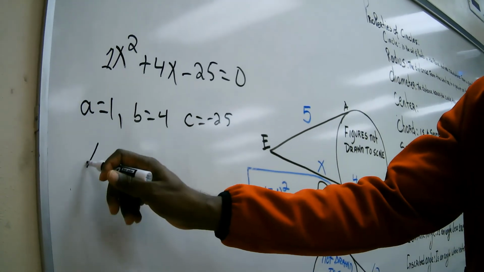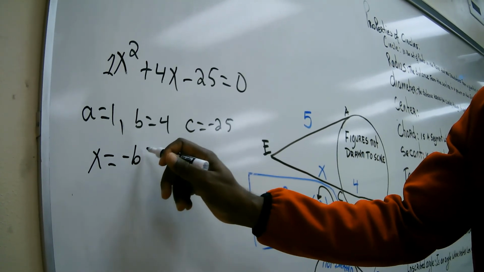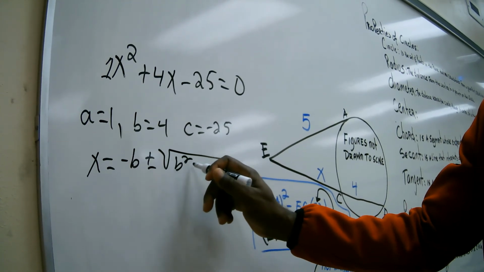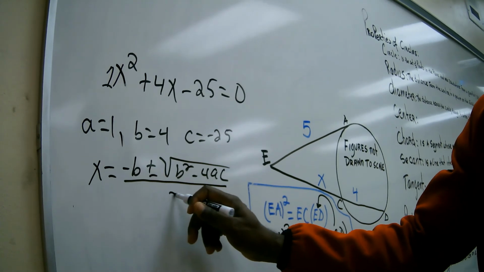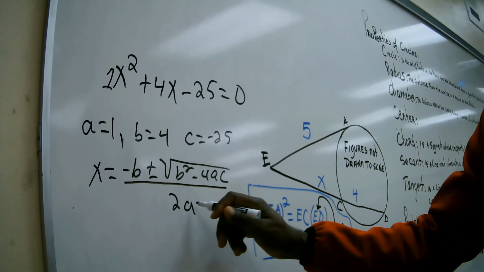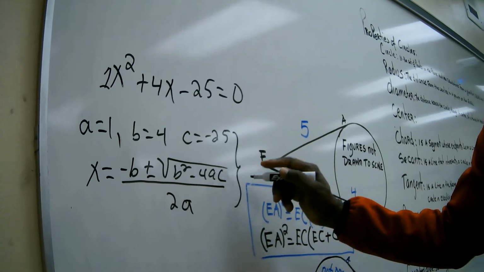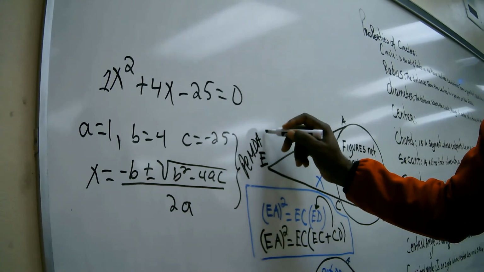And the quadratic formula is x equals minus b plus or minus the square root of b squared minus 4ac, everything divided by 2a. It's a formula. You will have to replace those parameters, then you use PEMDAS. The order of operations will set you free from there.